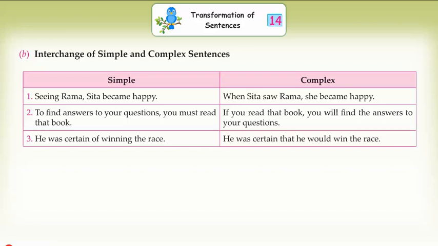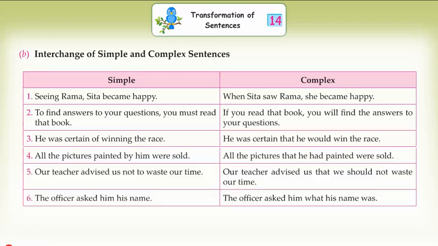3. He was certain of winning the race. He was certain that he would win the race. 4. All the pictures painted by him were sold. All the pictures that he had painted were sold. 5. Our teacher advised us not to waste our time. Our teacher advised us that we should not waste our time. 6. The officer asked him his name. The officer asked him what his name was.